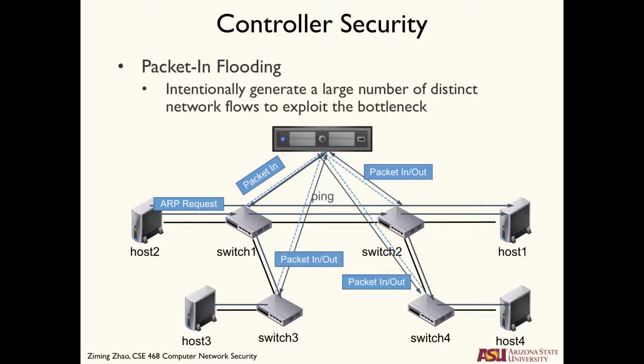So it is possible for attackers to intentionally generate a large number of distinct network flows. All the switches, whenever they receive a packet, will forward this packet to the controller. Because there are so many switches, this becomes a bottleneck in the SDN architecture. This is kind of like other flooding attacks. This can cause a DoS attack on the controller, and if the controller is down, the whole SDN infrastructure is down.